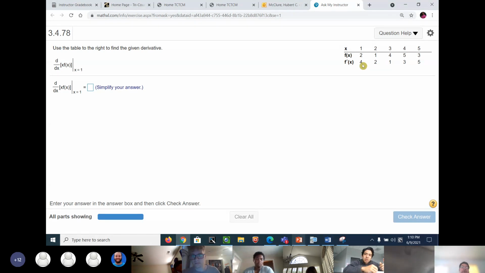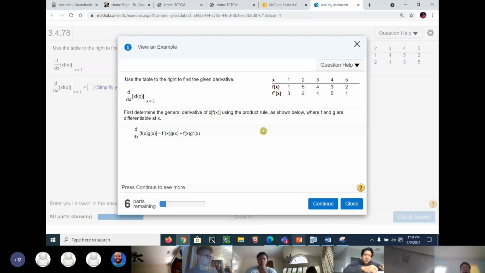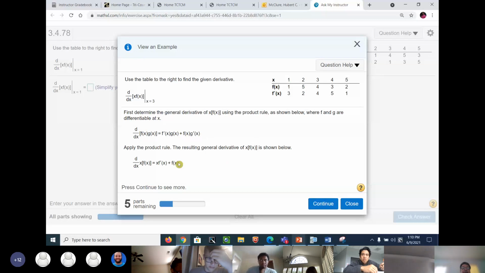So f of x is equal to 2. I'm sorry, I don't get it. Let me see. Apply the product rule: first times the derivative of the second plus the second times the derivative of the first.